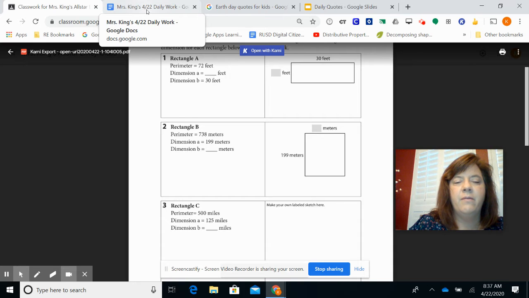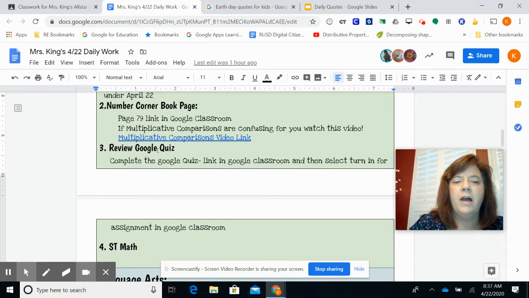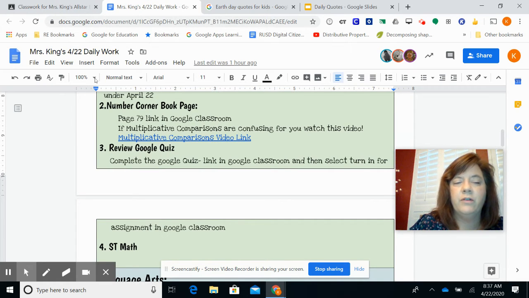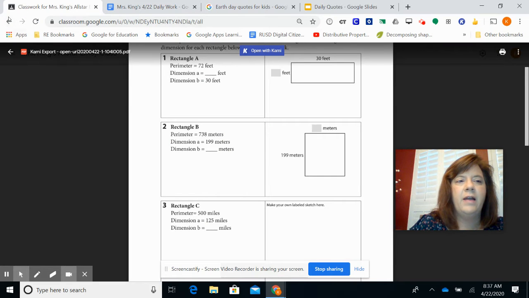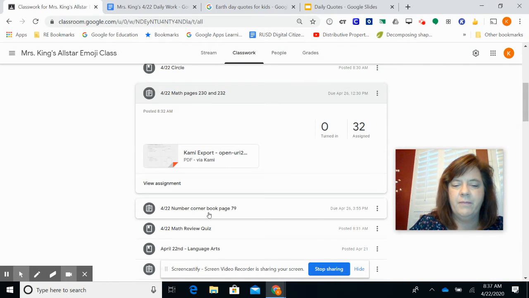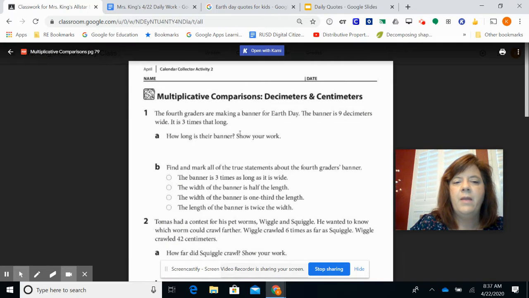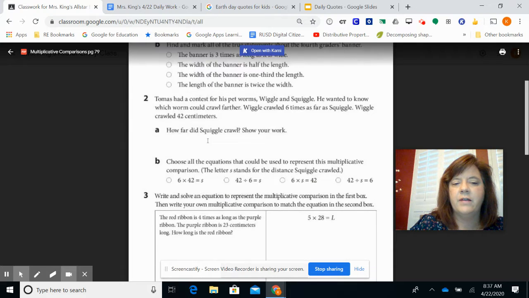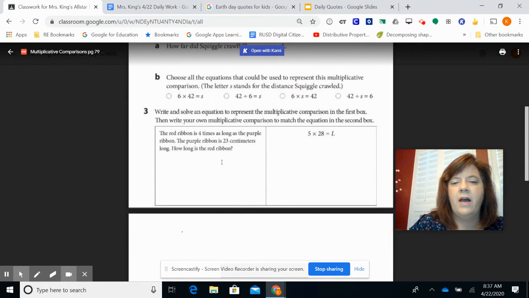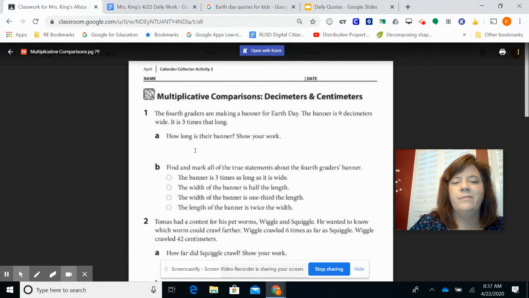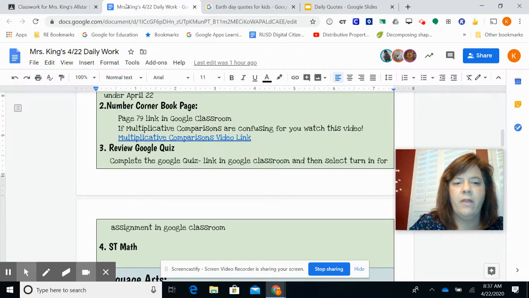So that's math. Also, we have a number corner page, and the number corner page is on the multiplicative comparisons. If you're confused by that, you can look at this little video link. It'll help you out with that. If I go back into here and look at the number corner page, open with Cami, it's a multiple choice kind of thing, so it's not a lot of actual showing your work. I think number 3 and 1A, you have to show your work for. The rest is multiple choice. So you can work on those today.